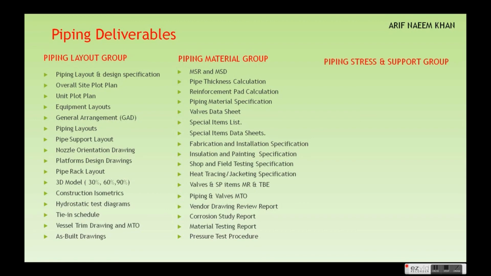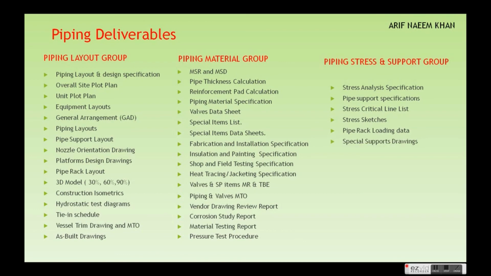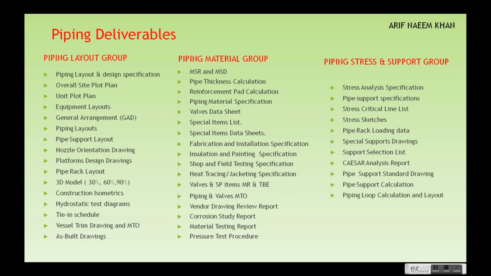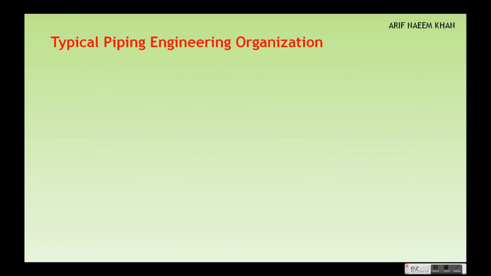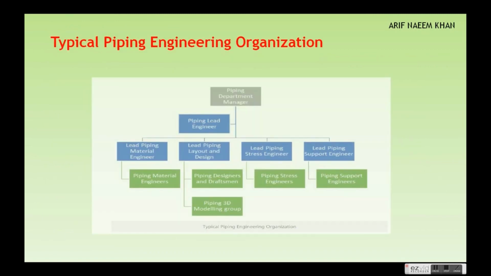Pipe stress and support group: first of all they have to prepare the stress analysis specification and pipe support specifications, then stress critical line list and stress sketches. They provide pipe rack loading, then special pipe support drawings and the support selection list. Then they perform Caesar stress analysis and prepare the reports for the stress analysis, then pipe support drawings and standard drawings for each project. Then pipe support calculations, loop calculations and layout, support MTO, support data, and final stress reports in the stress and support group.